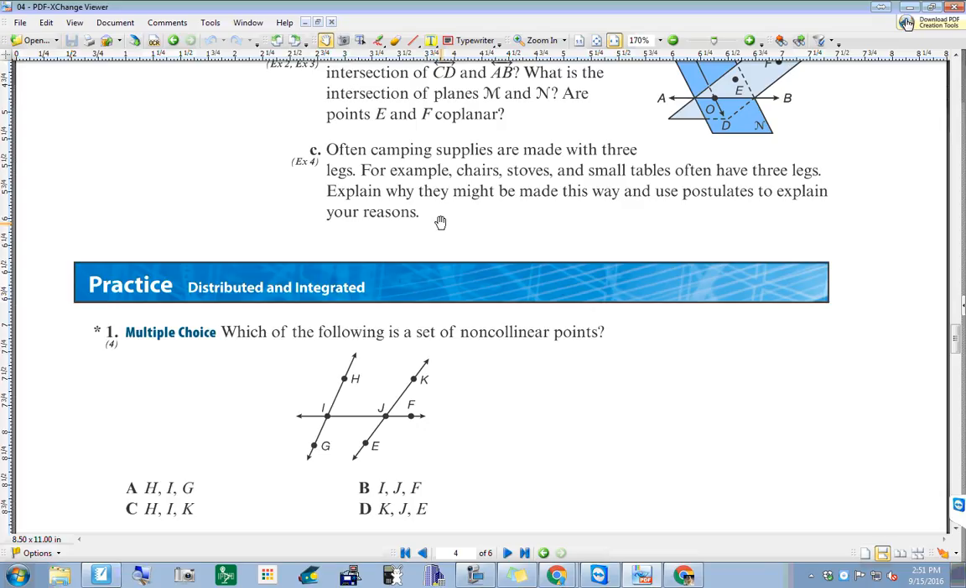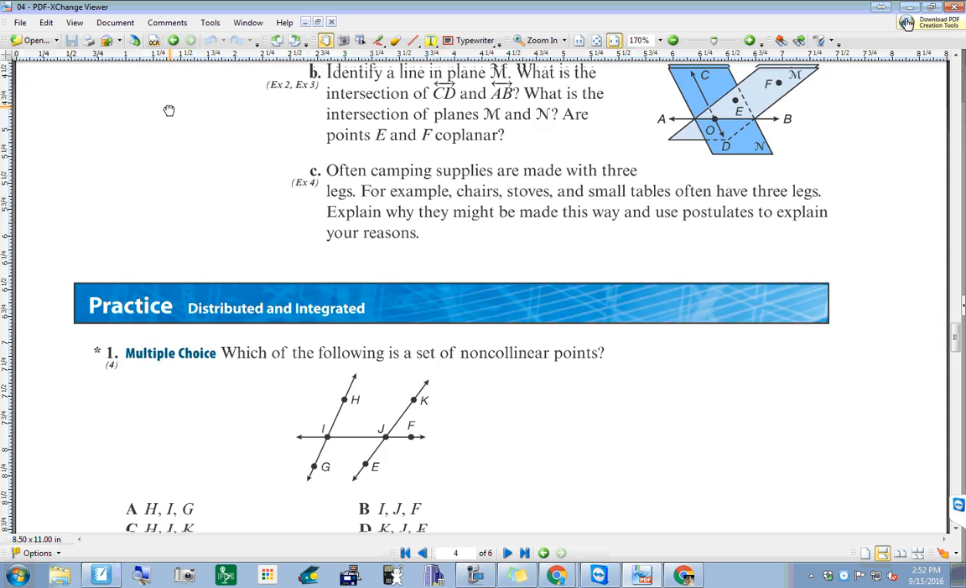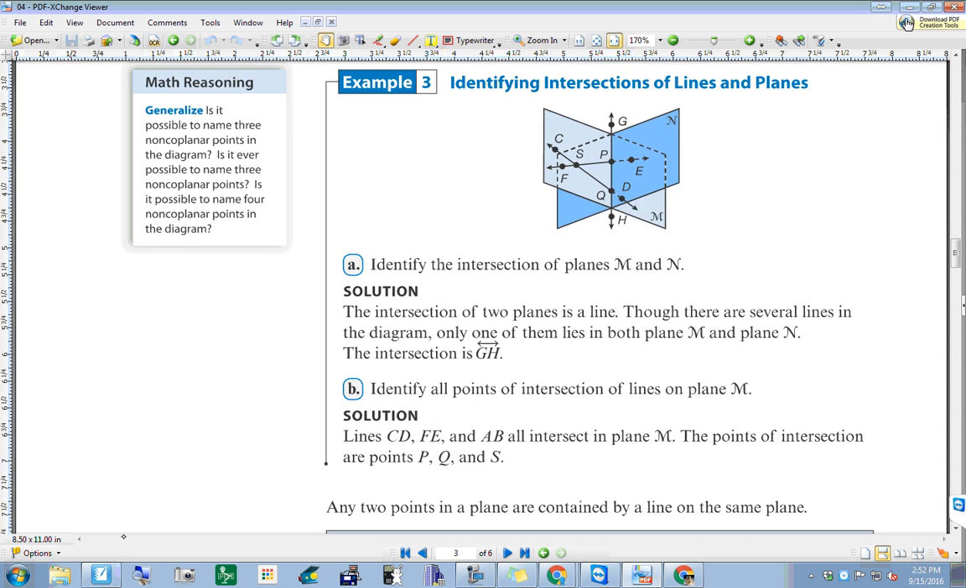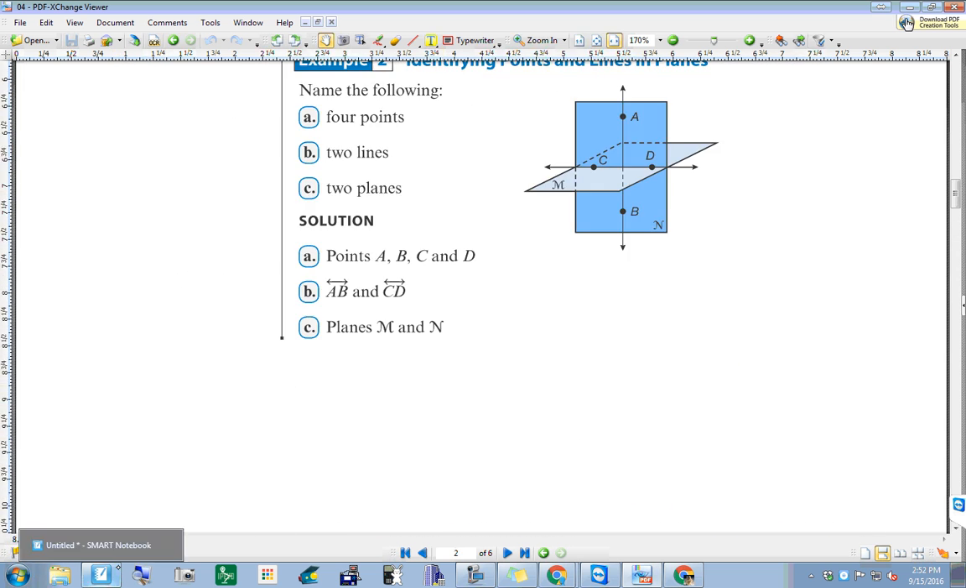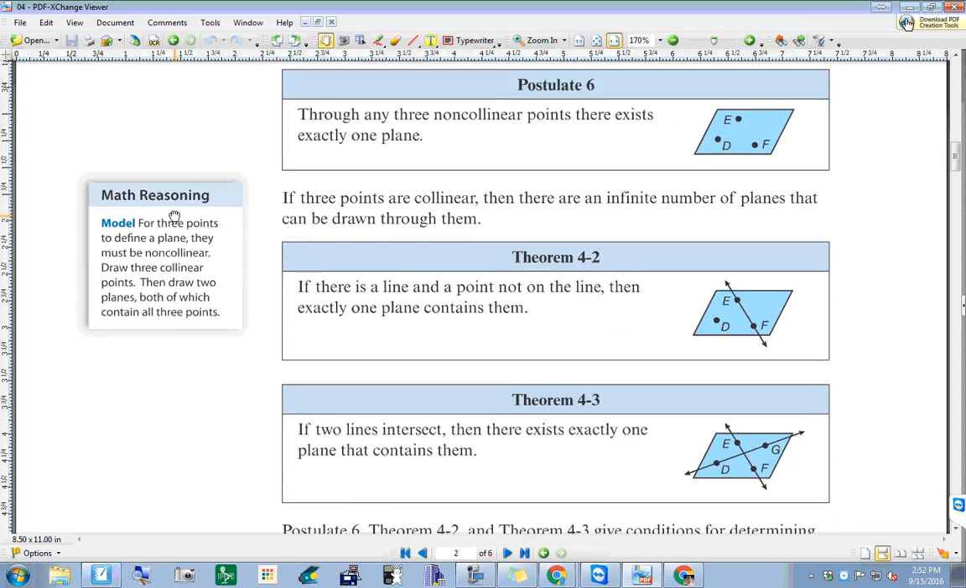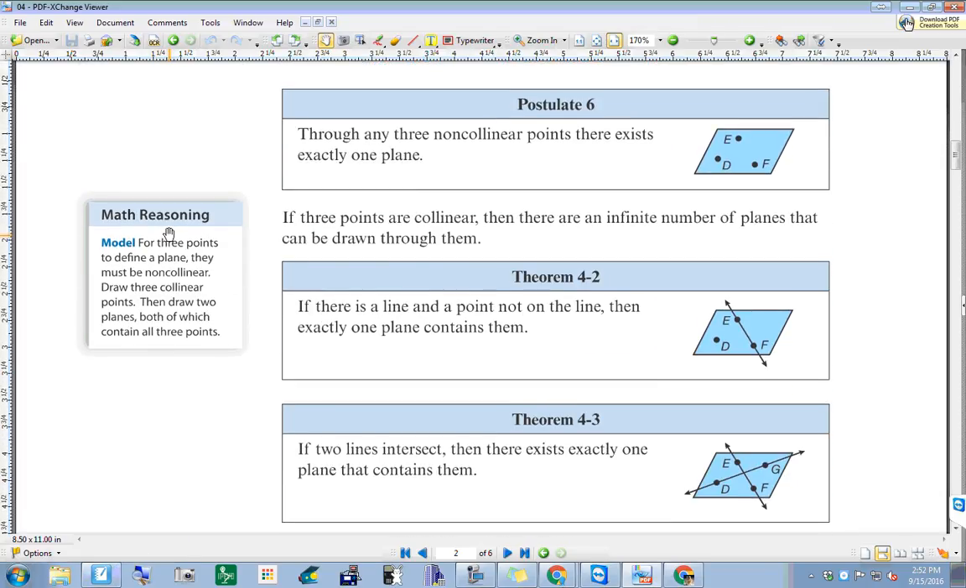So, when we get to C here, we kind of talked about this a little bit there. Camping supplies are made with 3 legs. Chairs, small tables often have 3 legs. Why would that be? Balance. Well, yeah, balance, I mean that they're stable. But now they're asking this question. Use postulates to explain their reasoning. Well, we know that if they have 3 legs, they're going to be stable sitting on the ground, because even if it's uneven ground, it'll be stable, right? And the reason that that is going to be the case is because of this postulate way up here, postulate 6. Through any 3 non-collinear points, there exists one plane.